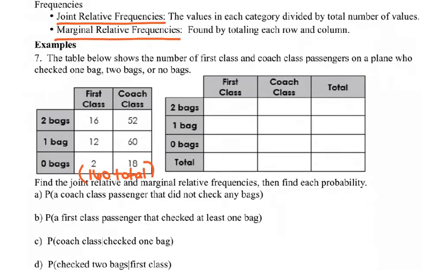Alright, so when I do 2 bags first class, I get 16 out of 160. And if I put that in my calculator, I get 0.1. The next one would be 52 out of 160. And when I put that in, I get 0.325. Alright, so what I'm doing is I'm filling out my joint relative frequencies. So just to save time, now you know how I'm getting those numbers. I'm just going to go ahead and put them in.